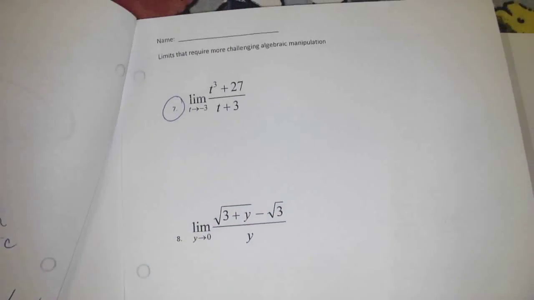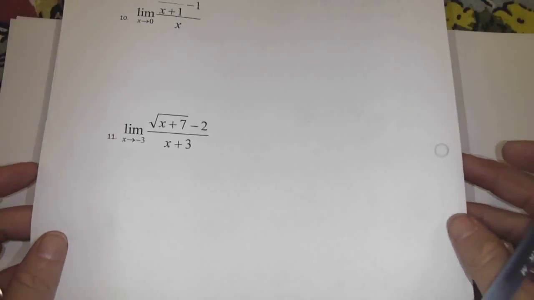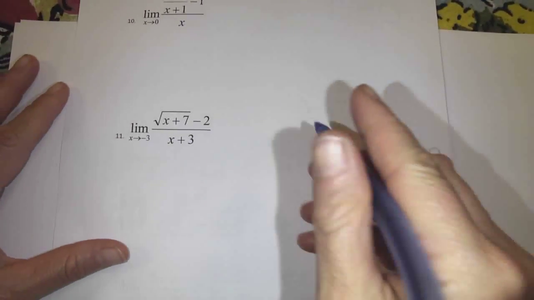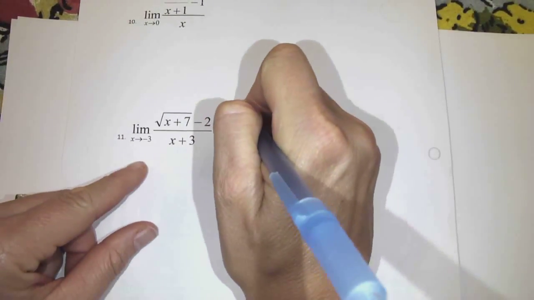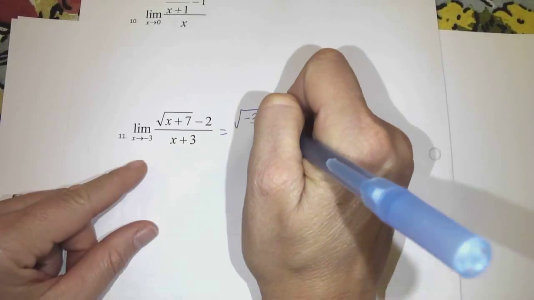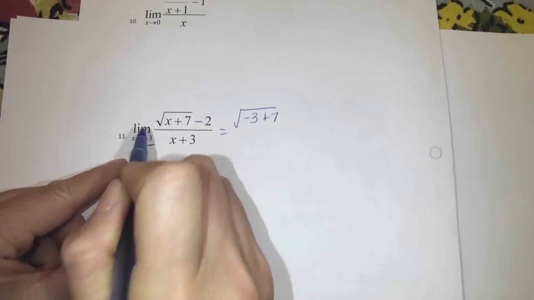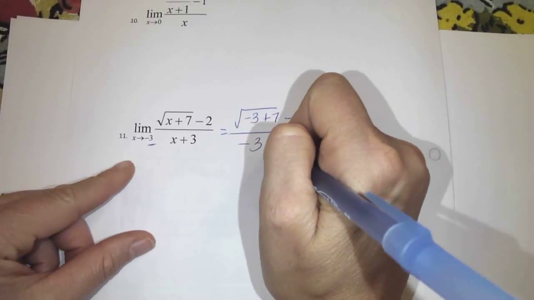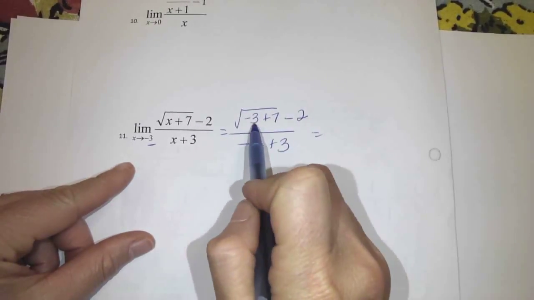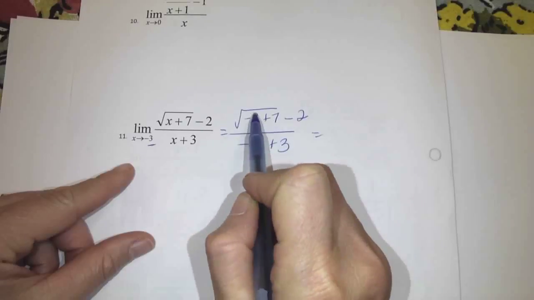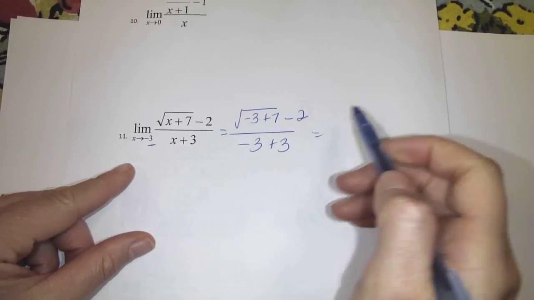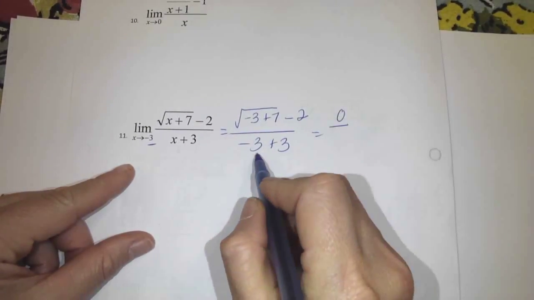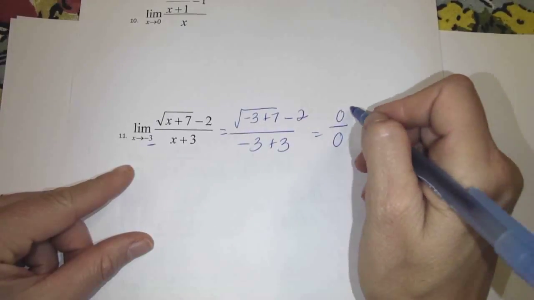I'm going to get you started on another one in the packet that has square roots where you'd use a conjugate. I think I'm going to go over number 11. Just give you the start. Again, the first step is to show this substitution in where you plug in, in this case, a negative 3 for the x. When I do that, negative 3 plus 7 is 4, square root of 4 is 2, 2 minus 2 is 0, negative 3 plus 3 is 0.